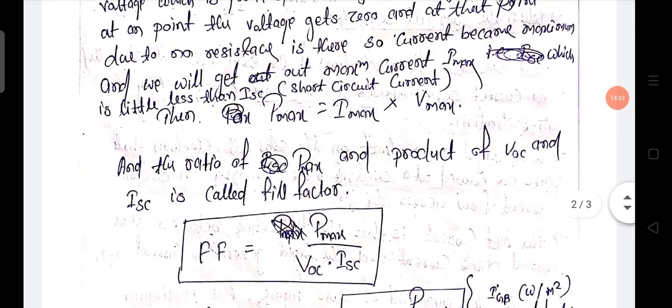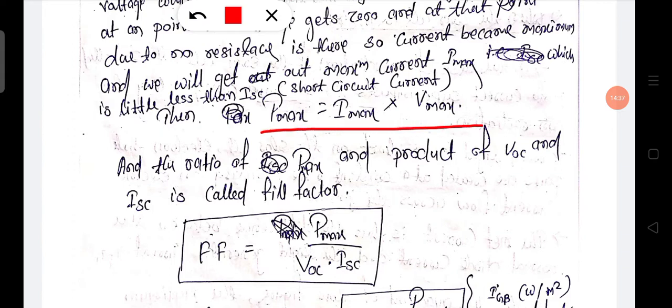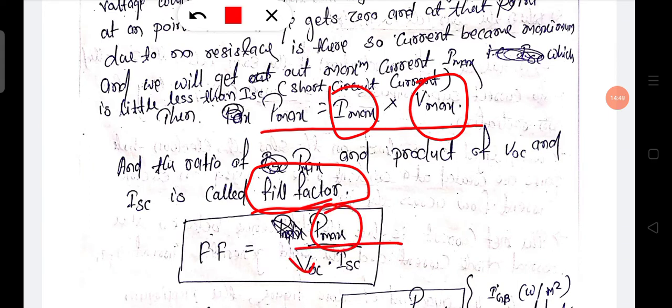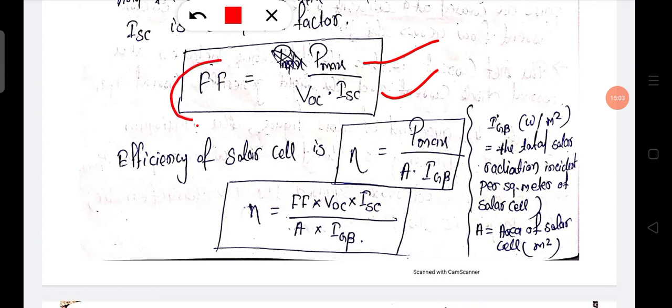And P max equals I max times V max, and there is one factor called the fill factor. The fill factor is P max divided by Voc times Isc. That means P max by Voc and Isc. This is the fill factor. Remember the formula.